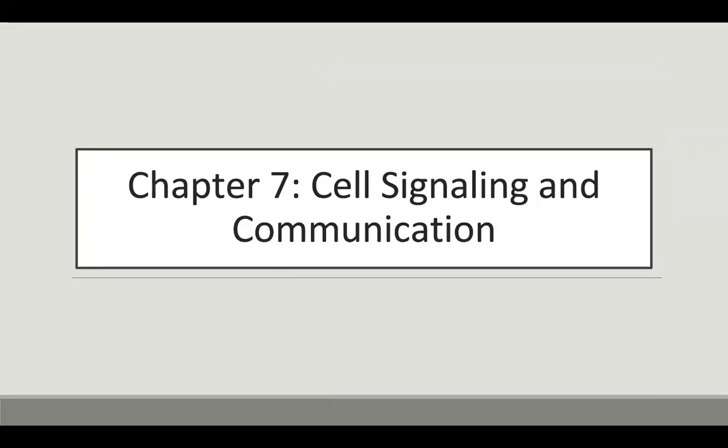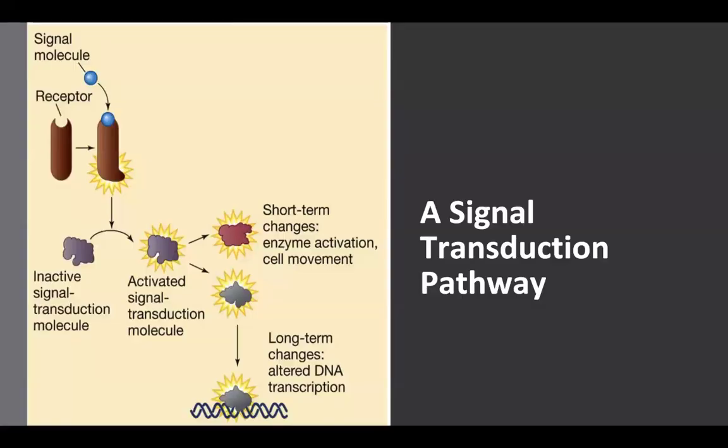So chapter 7, cell signaling and communication. So the general pathway for any signals is the signal transduction pathway. A signal molecule binds to a receptor. That receptor causes changes within the cell. For example, here, a signal transduction molecule becomes activated. Now, this signal transduction molecule can cause both short-term changes, where it activates other enzymes or moves the cell. It can also create long-term changes, where DNA transcription can be altered as well. And these are known as responders. So you have a signal here, you have your receptor which binds to the signal, and then the receptor activates your responders.